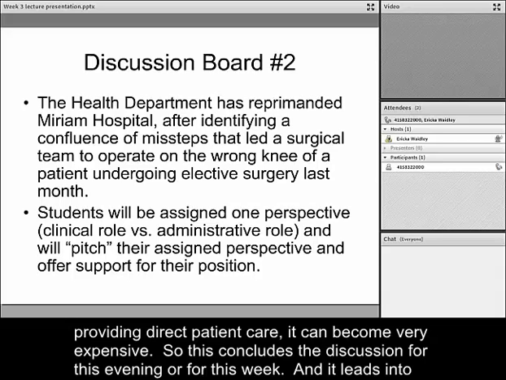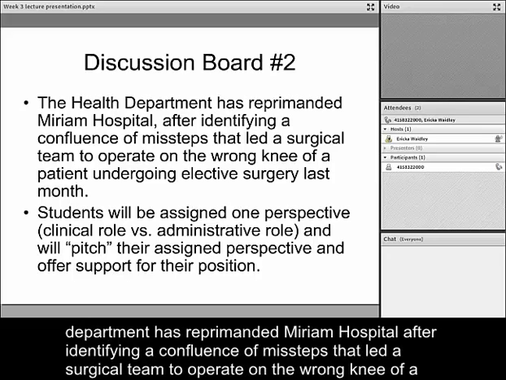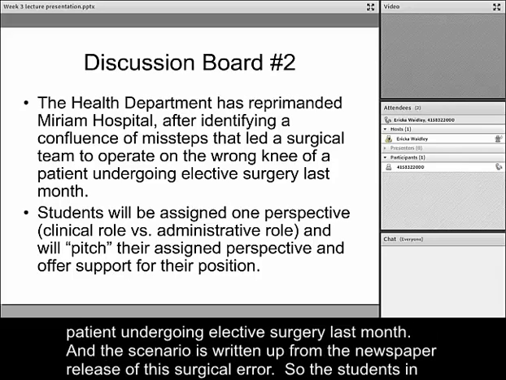So this concludes the discussion for this week, and it leads into what your assignment is for discussion board 2. You will find in the structure of the course that there is a scenario in which the health department has recommended Miriam Hospital after identifying a confluence of missteps that led a surgical team to operate on the wrong knee of a patient undergoing elective surgery last month. And the scenario is written up from the newspaper release of this surgical error.